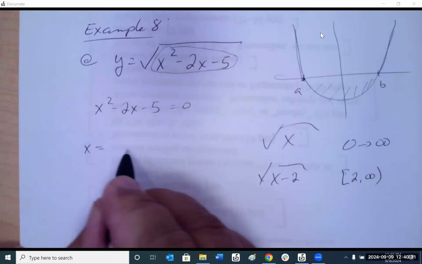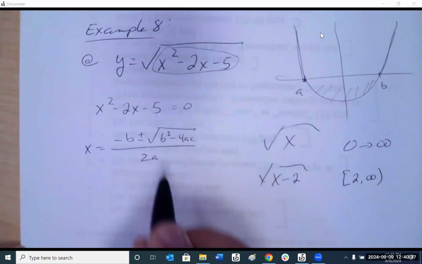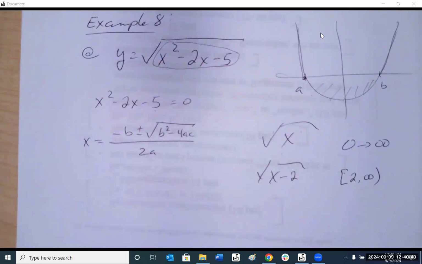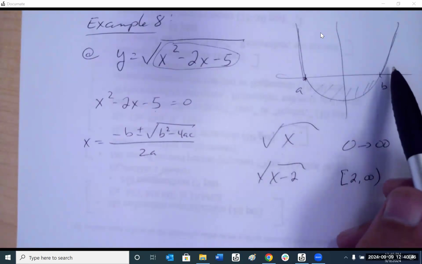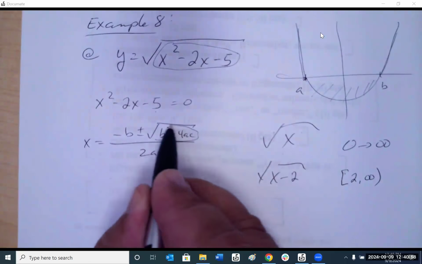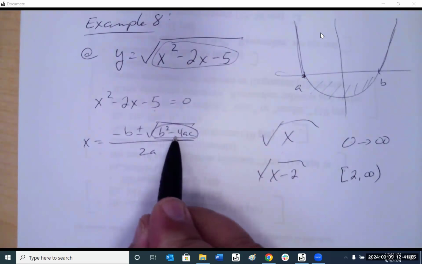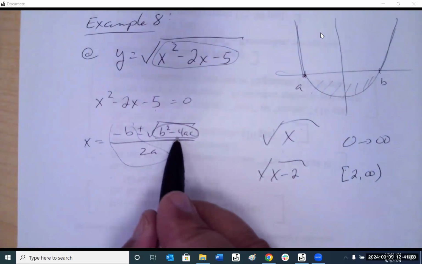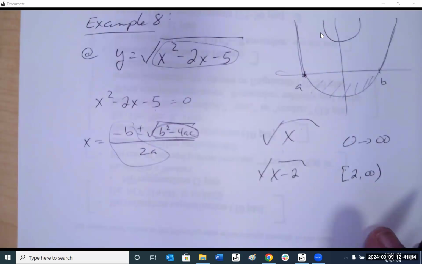So if we did that, we'd get negative b plus or minus square root of b squared, and find out where the zeros are. If the zeros exist, then we have a part where we can't use, where it's negative. How can we tell if it's going to have any negative answers? The discriminant. If it's zero, it only touches the x-axis once. If it's positive, it goes in there twice. If it's negative, it's an imaginary answer, so it never crosses the x-axis.